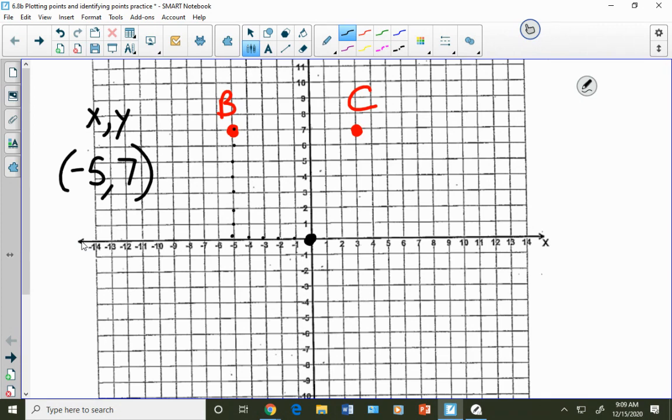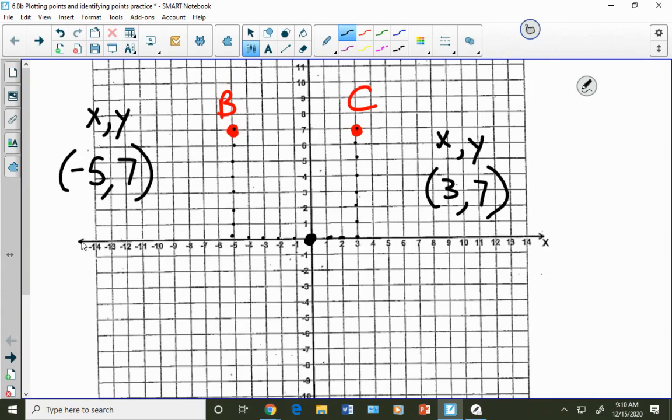Again, start at the origin. All right, we go over till we get under the point. 1, 2, 3. Okay, so that's going to be a positive 3 since I went right on the x-axis. And then it'll be 1, 2, 3, 4, 5, 6, 7. 7 will be my y coordinate. So my x coordinate is 3, my y coordinate is 7. So that's located at 3, 7.